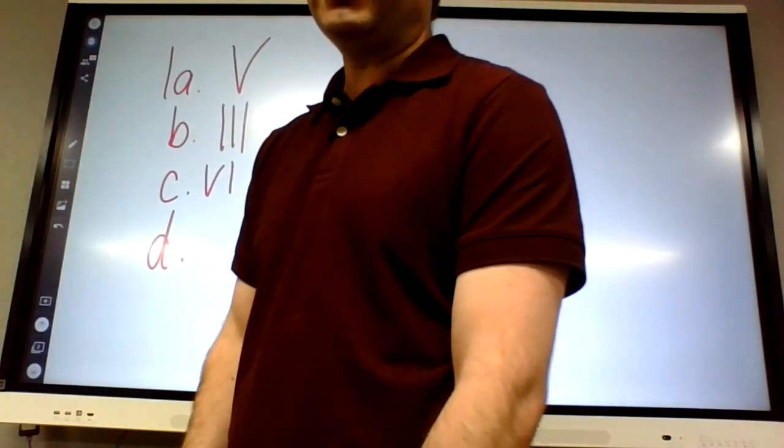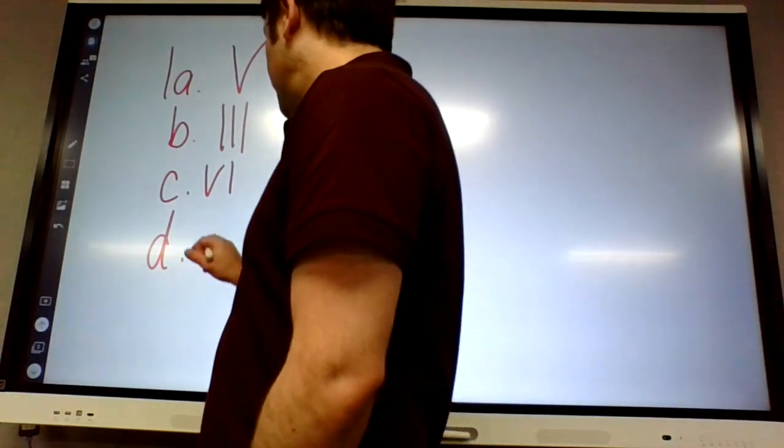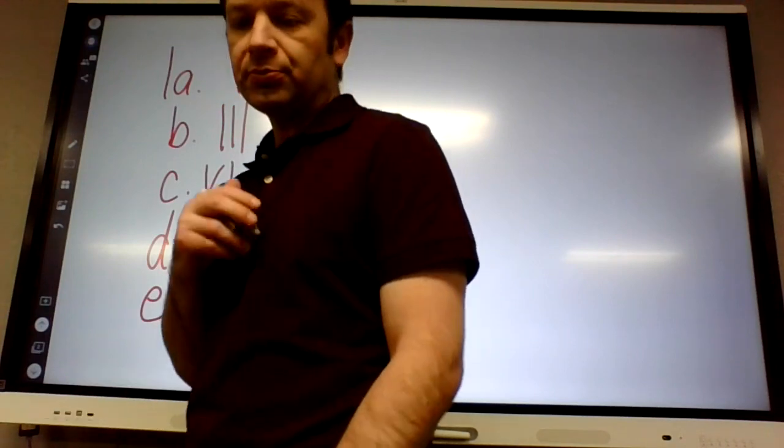D, AH. The height of the pyramid goes right down the center of the pyramid. That's option 2. GH.